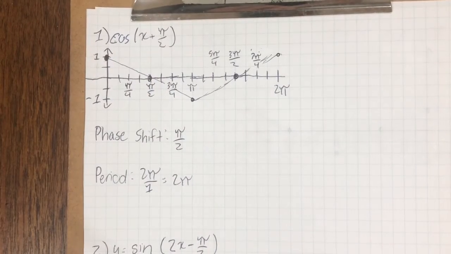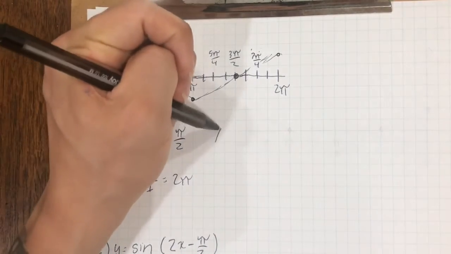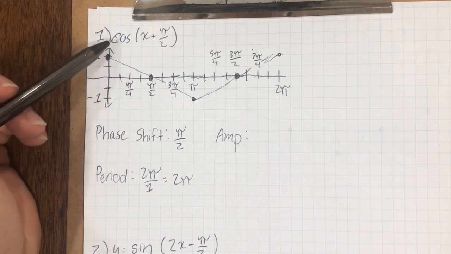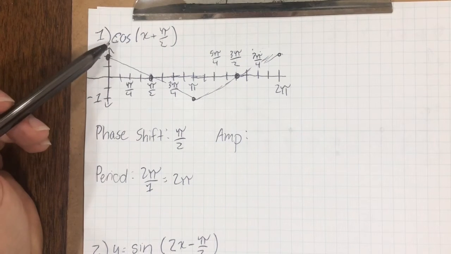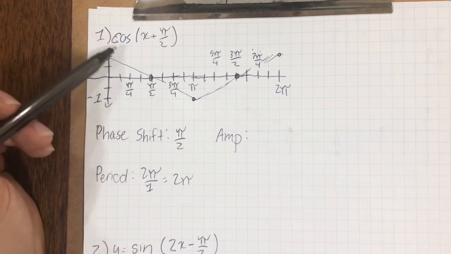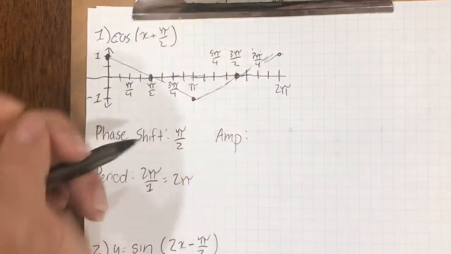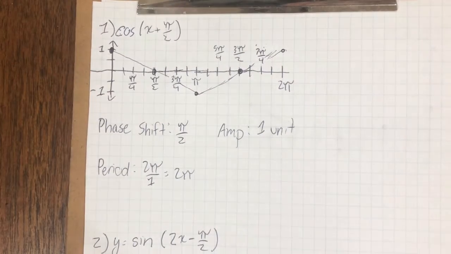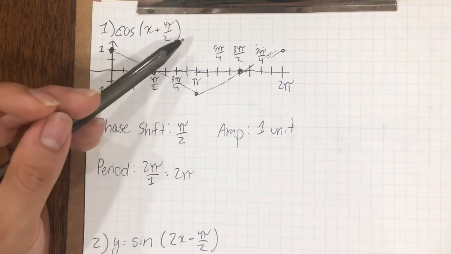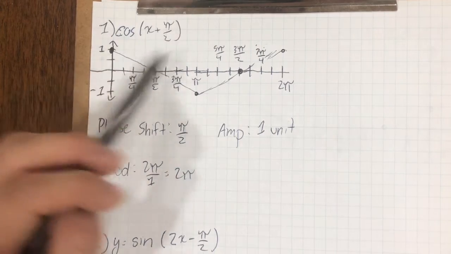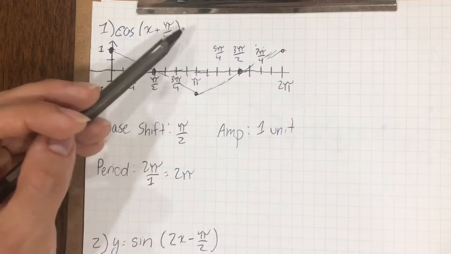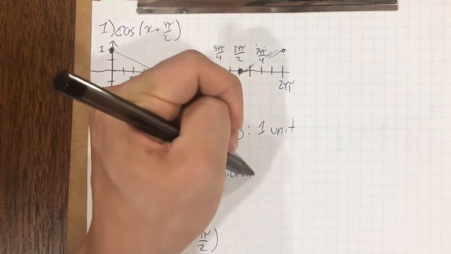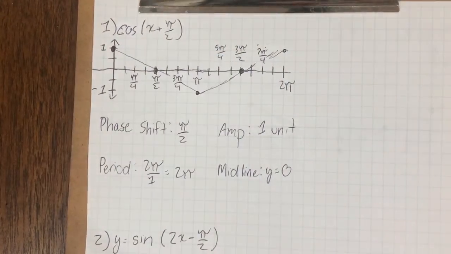And then we have the amplitude. Usually the amplitude would be the number that's in front of the trig function, and there is no number in front of cosine, so the coefficient is 1. So the amplitude for this function is 1 unit. And for the midline, usually the number we use would be added to or subtracted from the whole trig function, and there is no number being added or subtracted. That means my midline is going to be at 0. So the midline is y equals 0.